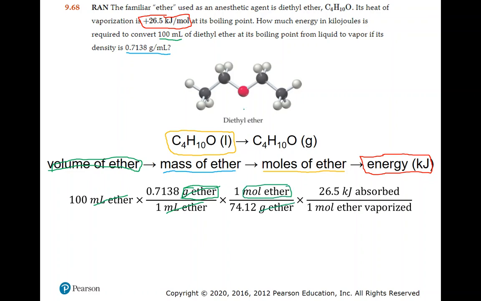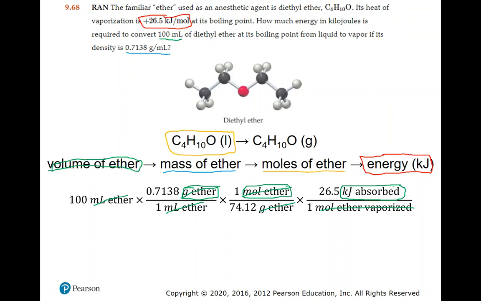And from here, it's just one more step to convert into energy. And for that, we have the number of kilojoules per mole of energy for the vaporization of ether. So we can cancel out moles when we multiply it by kilojoules divided by moles, and this is going to leave us with 26.5 kilojoules absorbed. So that's the amount of energy that's going to be absorbed from the surroundings to conduct this vaporization.